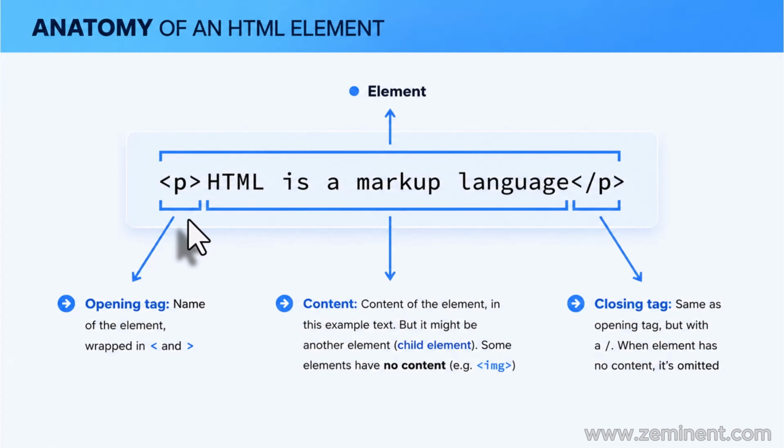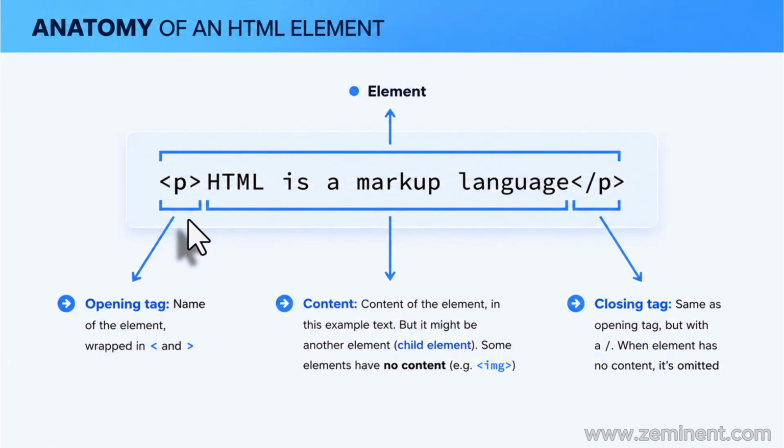And the second one is content. This is simply the information that we want users to see on this web page. The content does not always have to be text. It can also contain images, links, buttons, lists, or even other HTML elements. When one element is placed inside another element, it's called a child element. We'll explore the concept later in the course with practice examples.